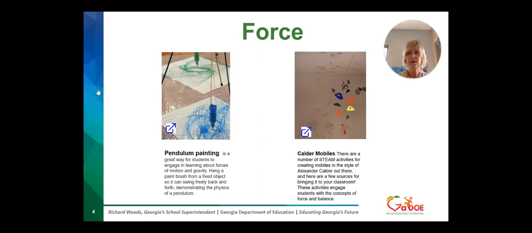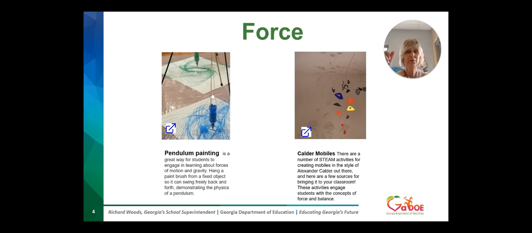All right, I've included a couple of ideas for force. Pendulum painting is a great way for students to engage and learn about forces of motion and gravity. You can hang a paintbrush from a fixed object so it can swing freely back and forth. The image here is a water bottle with the little pop top that you can put paint in to do that. That's a nice one for this time of year too. If you're trying to get outside, you just lay down the plastic and you can work with some easels or some tripods. I'm sure that there are some places around school where you can find somebody to loan you some of those good supplies.